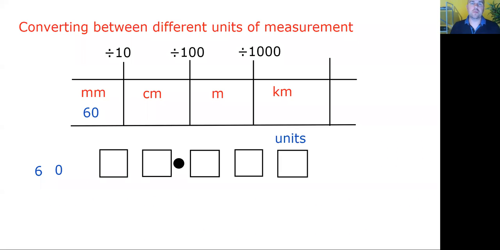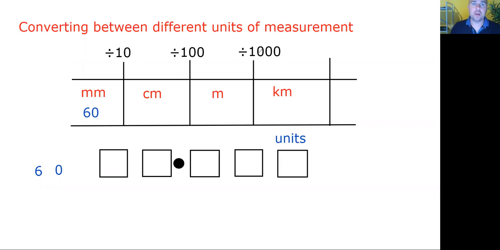I'm going to teach you how to convert between different units of measurement. So if we're going firstly from millimeters to centimeters, centimeters to meters, and then meters to kilometers, we have to know how to divide. Okay, so from millimeters to centimeters, we're dividing by 10. From centimeters to meters, we're dividing by 100, and from meters to kilometers, we're dividing by 1,000.